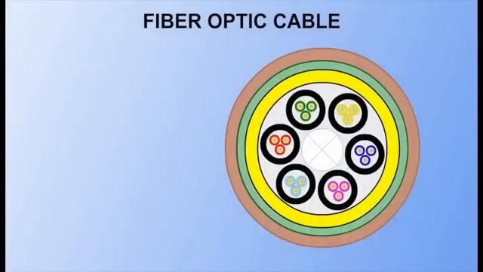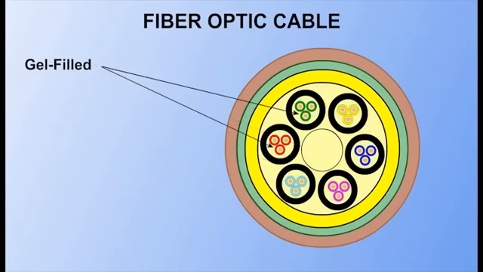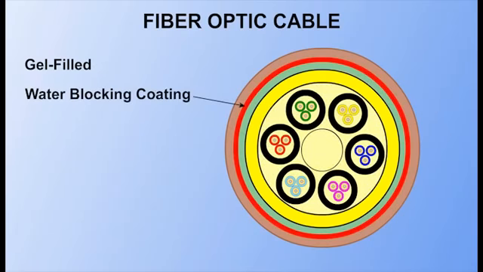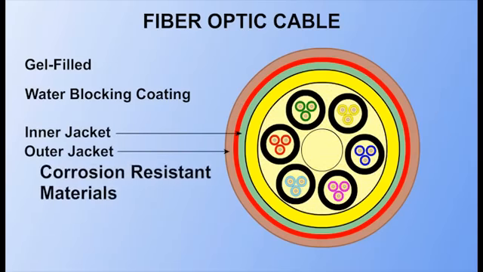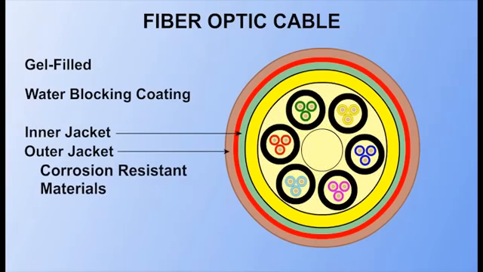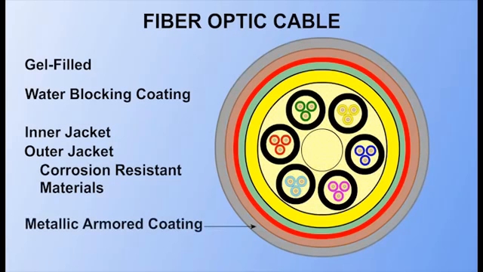Fiber cable that is used outdoors is normally filled with a waterproof gel. The buffer tubes may also contain this gel, as well as a water-blocking coating between the inner and outer jackets. Both inner and outer jackets are made of materials designed to resist corrosion and add greater protection to the cable. Some cables also have a metallic armored coating for strength and to protect against rodents.